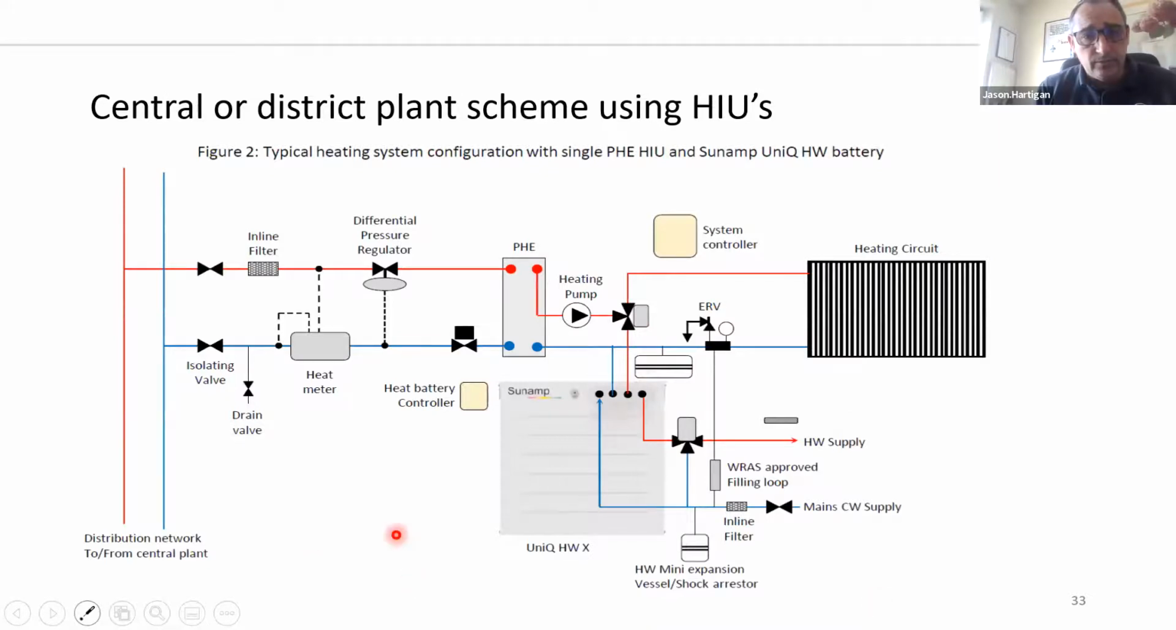Again, this is just a central or district scheme distribution pipework, either through a plate heat exchanger or a heat interface unit where you can meter it separately, and again running around the heating circuit, charging Sunamp. A little bit more in terms of controls, etc.